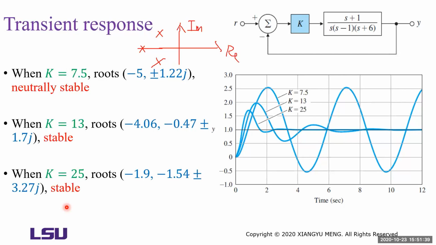The word neutrally stable is the same as saying marginally stable. Can you determine whether it's neutrally stable just by looking at the transfer function? You can. If all the poles are in the left half, but a pair of complex poles are on the imaginary axis and not repeated, it's neutrally stable. If they are repeated, it's unstable.